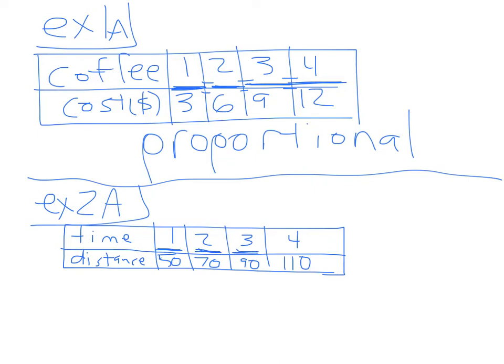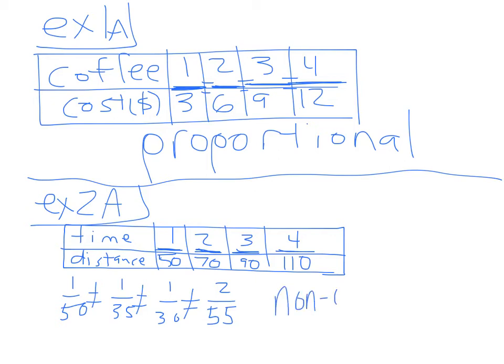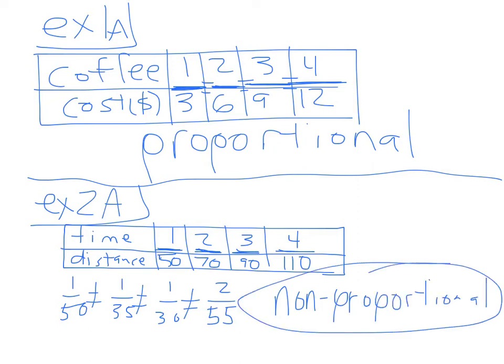Is 1/50 equal to 2/70? Well, 2/70 if you simplified would be 1/35. 3/90 simplified would be 1/30. 4/110 would be 2/55. So as you can tell, if you simplified these, they're not the same fraction, so they are not equal. So therefore this would be called non-proportional. Or you would just say no. So that is example 1. And that was 1B, not 2A.